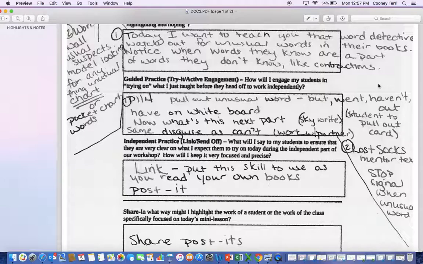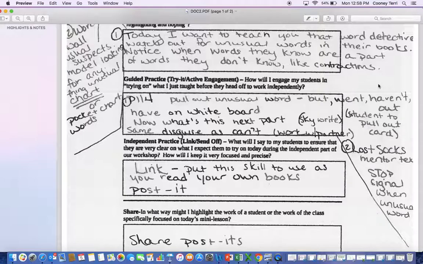Perhaps you use, as the book talks about, Lost Socks, which is the mentor text. You could even have the students, as you read, put up the stop signal when you come across that unusual word if you're reading a page from the previously read mentor text. So this is also helpful for the monitoring of students who are able to see which words are unusual.